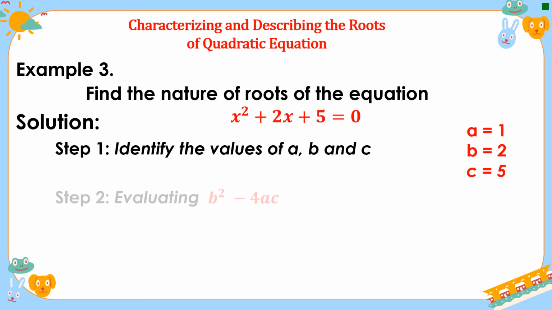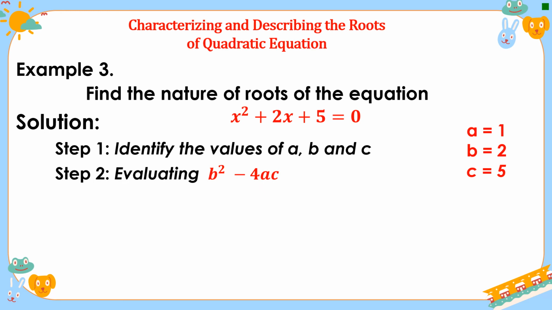Pangalawang step, evaluating the discriminant b squared minus 4ac. Sa pagkakataong ito, isa-substitute natin ang value ni a, b, at c dito sa ating discriminant formula na b squared minus 4ac. So we have b squared minus 4ac is equal to 2 squared minus 4 times 1 times 5.